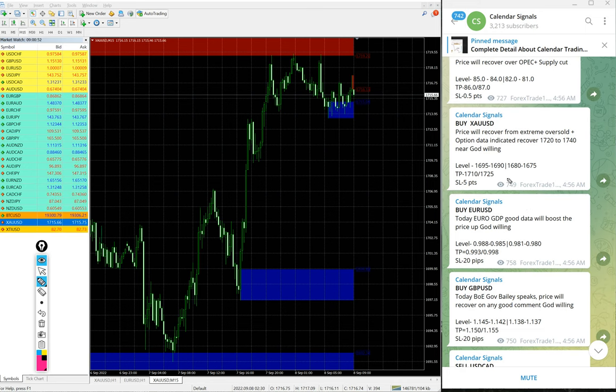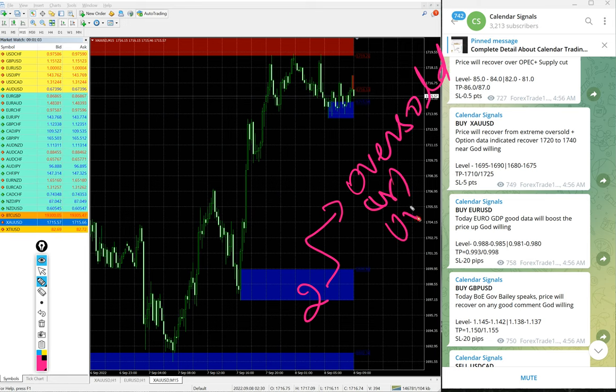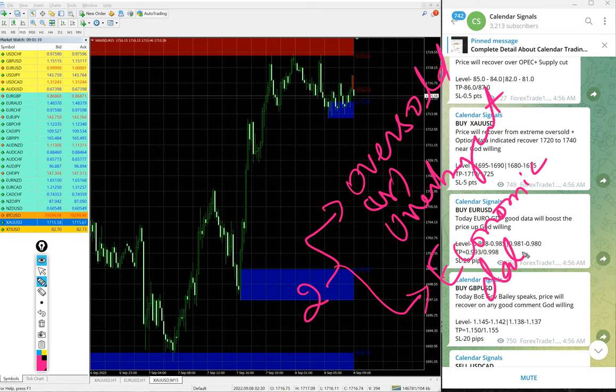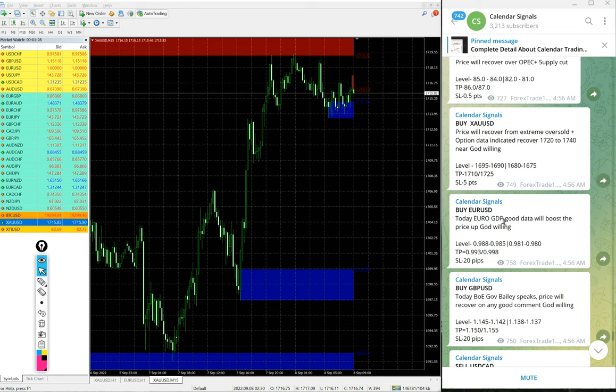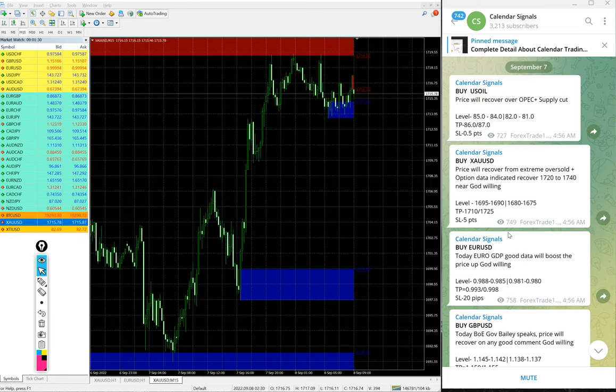And on Calendar Signal, before going into performance, we give signals based on two aspects. One is oversold or overbought condition. Any script which is oversold or overbought, based on that we give the signal. And another reason, which is more important, is economic data or news. Based on this we give the signals on this channel. It is not random. We always mention the reason why we are giving that particular script.